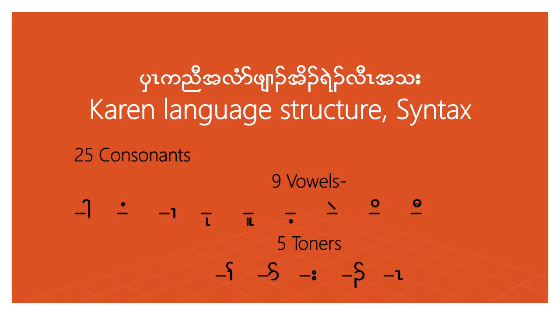So these are the vowels. As you can see, we have 9 vowels and 5 tones. The vowels are combined with the consonant when we try to make a word in Korean. So we have a, i, u, e, o, o. And then for the 5 tones, we have the plasi, hasi, gipo.